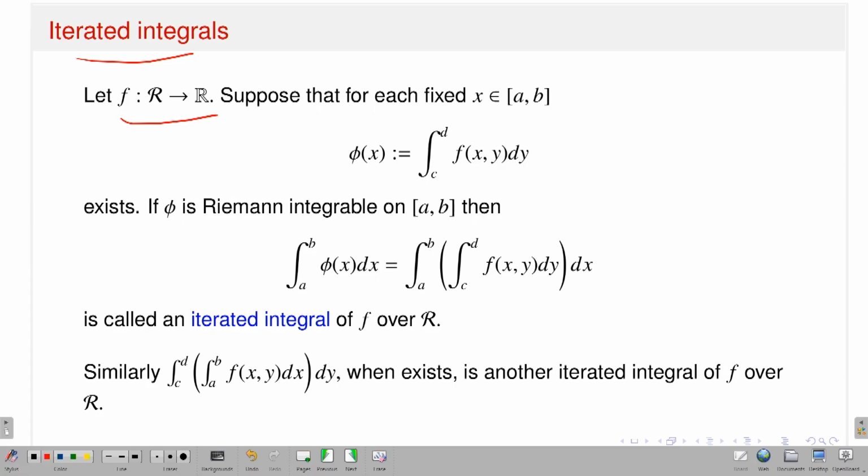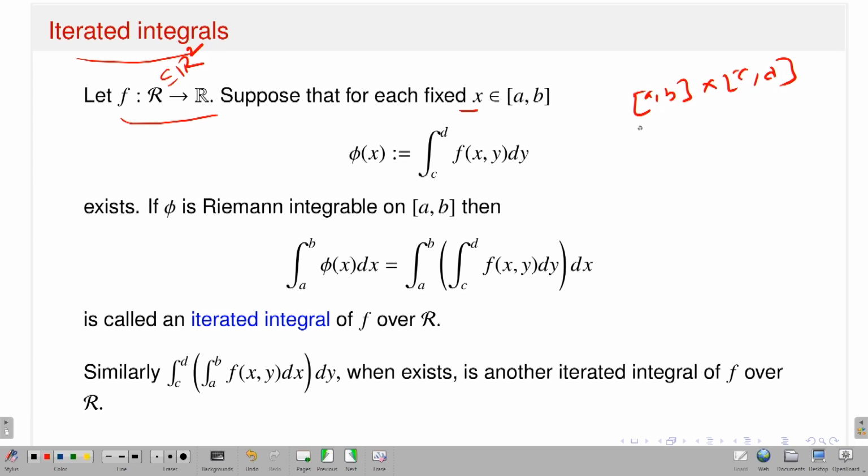Let me see what I have done. Let f be a function from some set R, which is a subset of R2, to R. What I am doing is fixing an x in the interval [a, b]. So what is my R? It is the bounded rectangular region, that means [a, b] cross [c, d]. In my next slide I have written it explicitly.